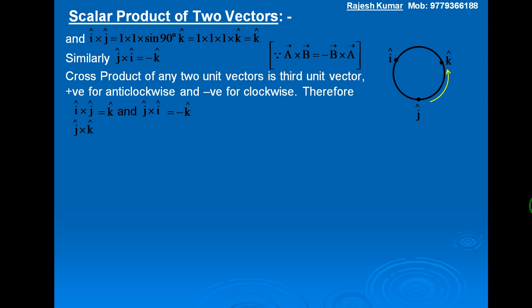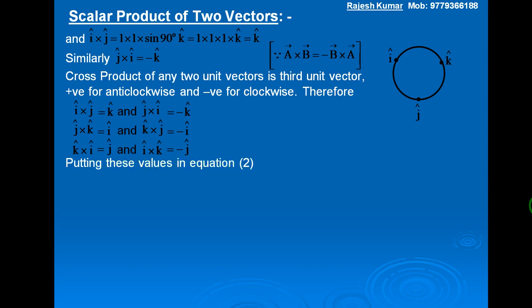Now j cap cross k cap will be equal to plus i cap because it is in the anti-clockwise direction, and k cap cross j cap is equal to minus i cap, and k cap cross i cap is equal to j cap because it is in the anti-clockwise direction, and i cap cross k cap is equal to minus j cap because the direction is clockwise.